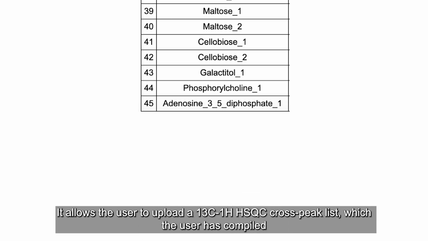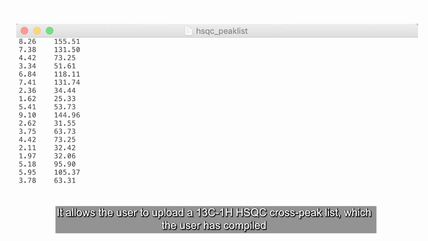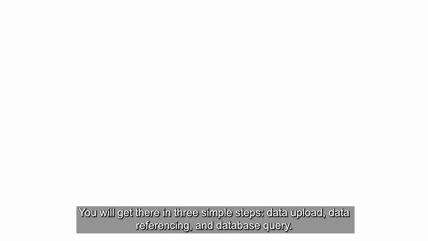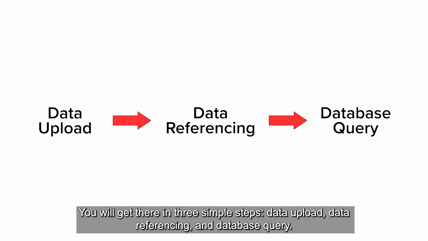It allows the user to upload a carbon-13 proton HSQC cross-peak list, which the user has compiled manually using their favorite software, and query it against the database for metabolite identification. You will get there in 3 simple steps: data upload, data referencing, and database query.